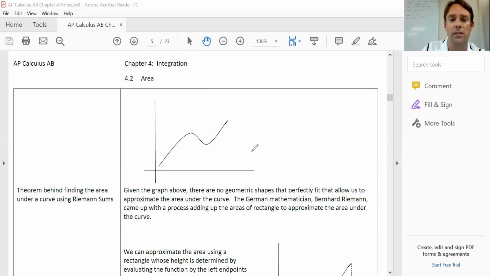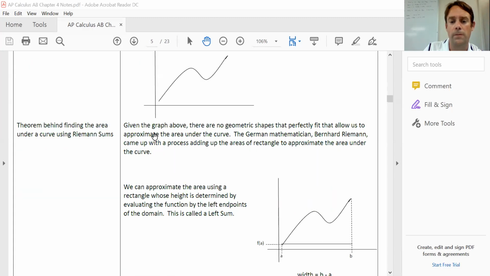So for instance, if I take a look at this curve right here, there is no rectangle that I can draw that will allow me to get this area perfectly. It's just not going to happen. I don't care how many rectangles I draw, I can't draw enough rectangles to get this area correct. So we're going to have to look at some way that we can somehow create that area model.